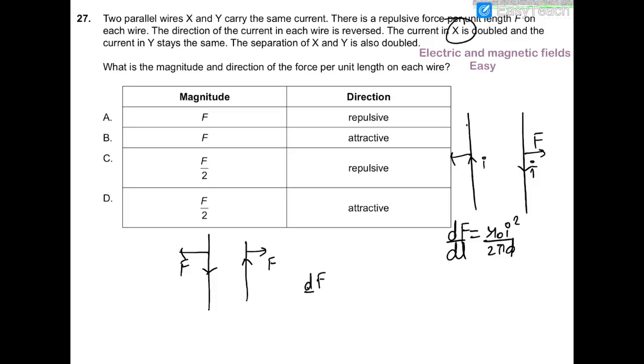So dF by dl will be mu naught into 2I into I by 2 pi 2d. So cancelling this 2 with 2, we can say that force per unit length will remain the same, F, and the force will be repulsive. So the correct answer is A. Now let us move on to the next question.